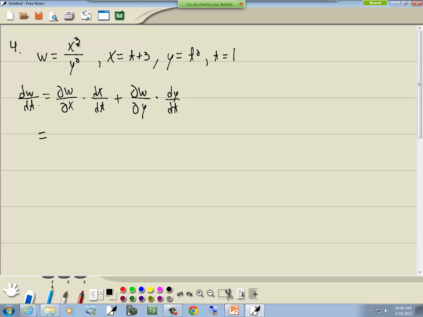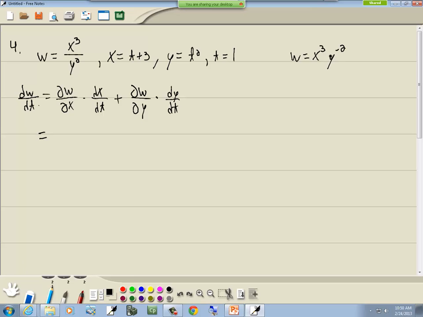Partial of w with respect to x. Well, let's put this in a different form. We could write w is equal to x to the third, y to the negative 2. Because this y squared, we can move up on top. Anytime you move anything opposite in a fraction, the sign of the exponent changes.